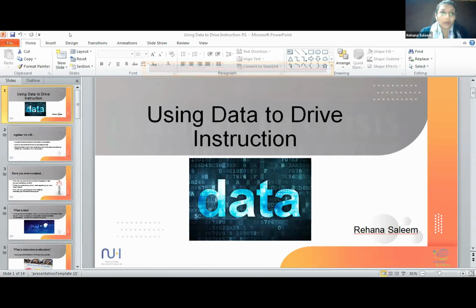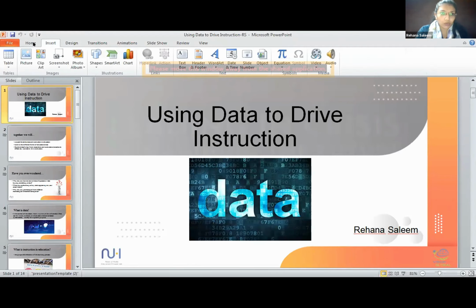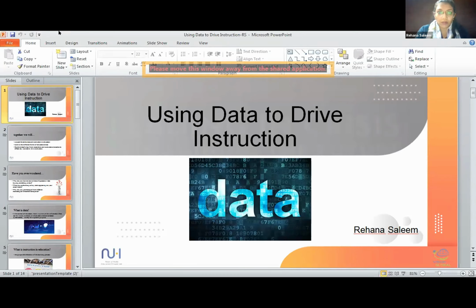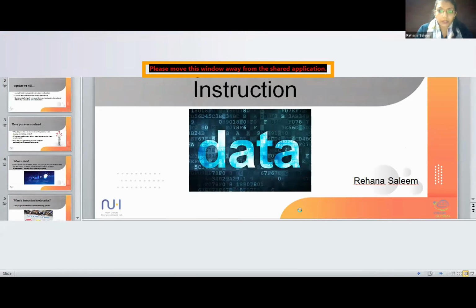Before I get into it, I'm trying to run the slideshow, but I'm unable to. Is there a specific trick to do so? You can move to reading mode as well. It will be easier. Okay, let me do that. Yes, thank you, that helps.